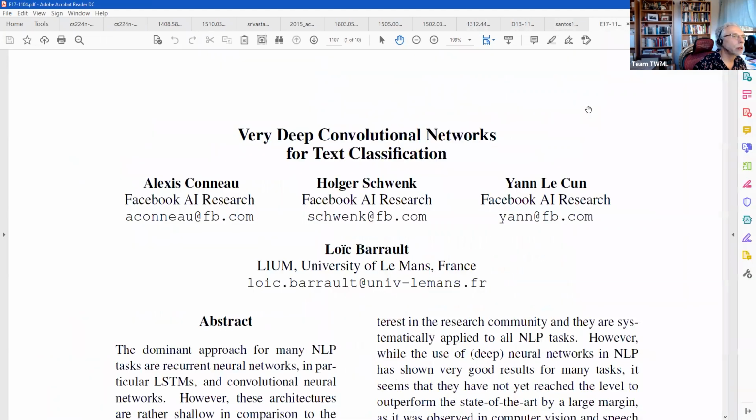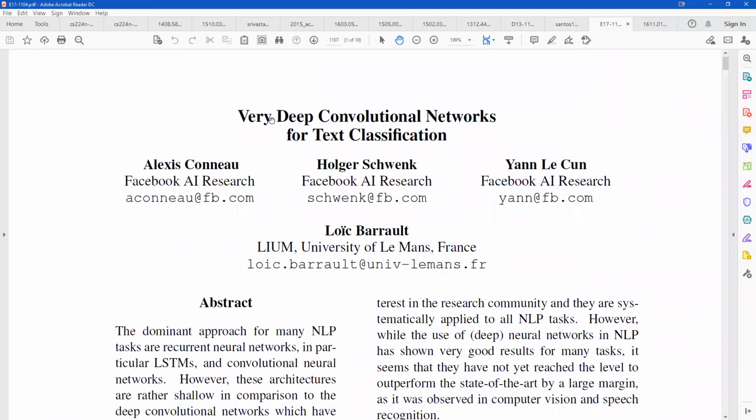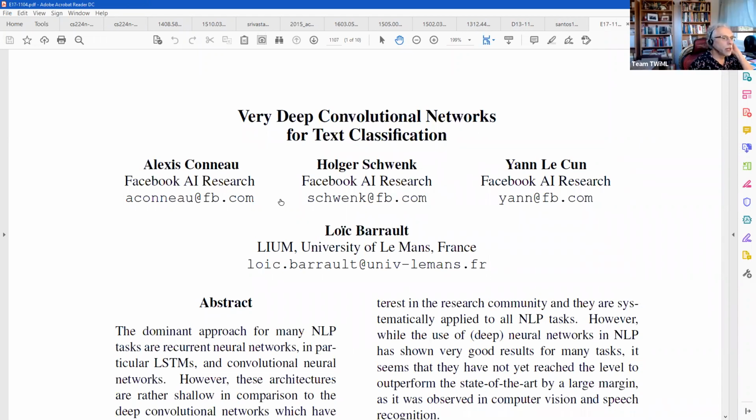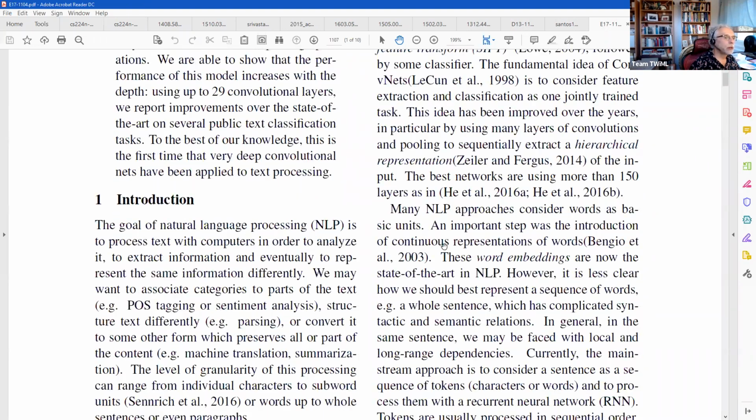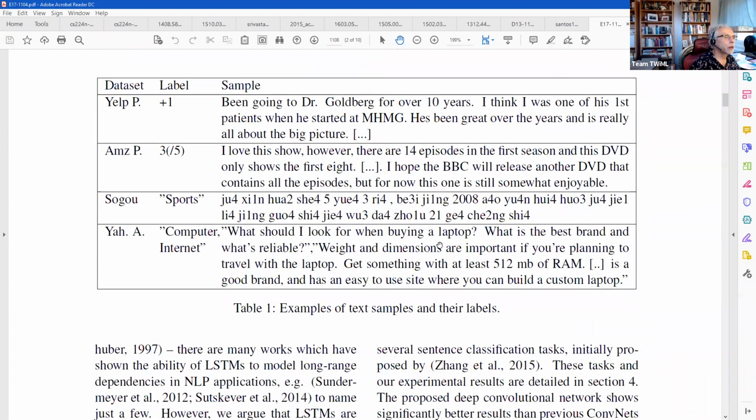Yeah, so this is that paper, very deep convolutional networks for text classification. And then it's one of the authors, as you can see, they're all Facebook, most of them are Facebook people, and this is a very famous guy, Yann LeCun. He's one of the guys that got the Turing Prize last year, I think, one of the 4. So let's see, what do we have here?